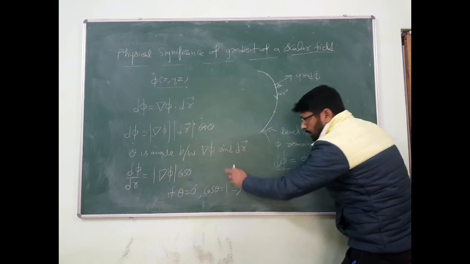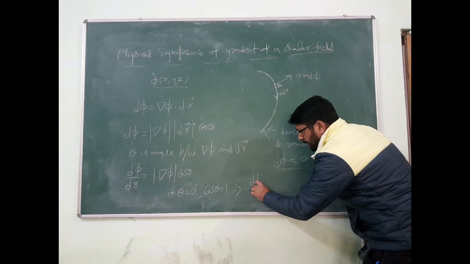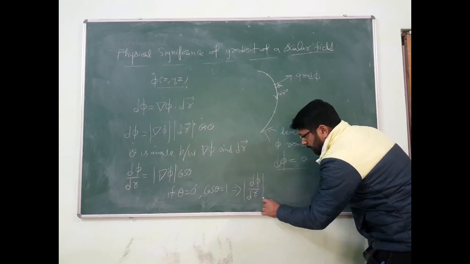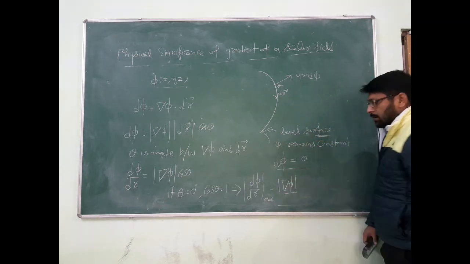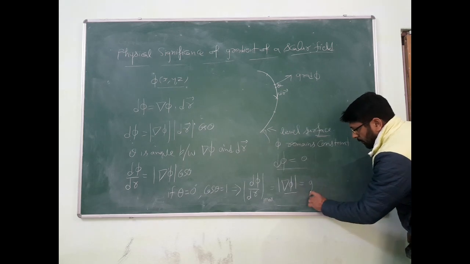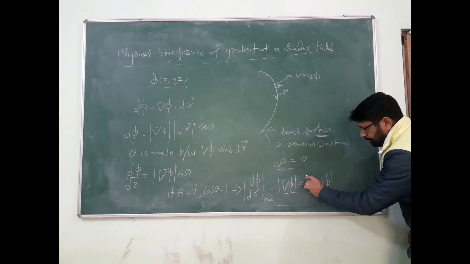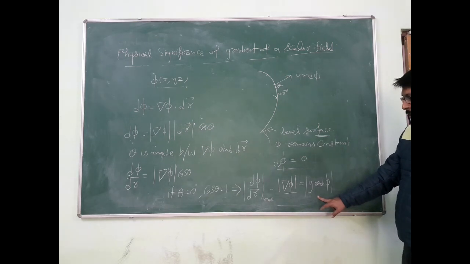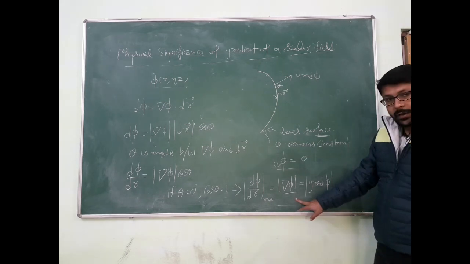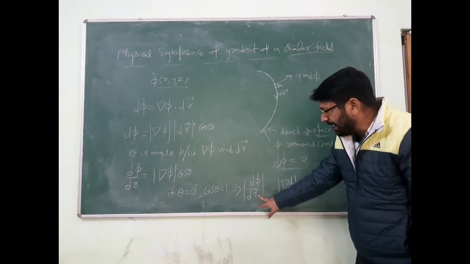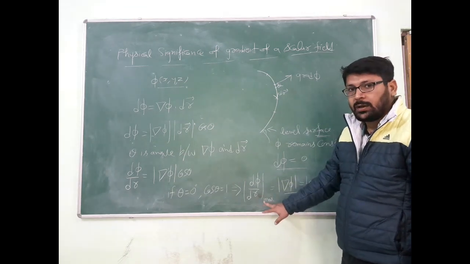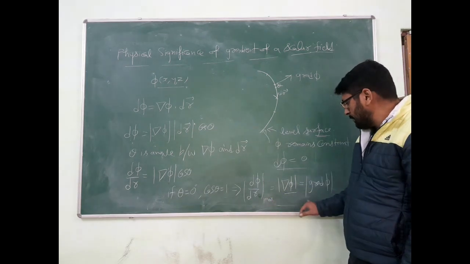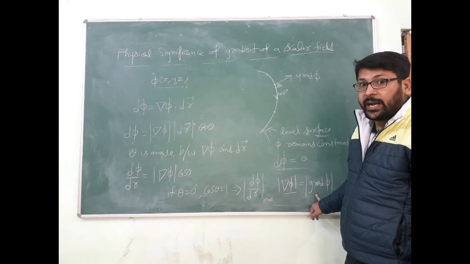Now suppose theta is 0, that means cos of theta will become 1, and that means this value d phi over dr will be maximum, and this will be our gradient of phi, or the magnitude of gradient of phi. So now we can define the magnitude of gradient of phi. It is the maximum value of the rate of change of phi with respect to r. That value will give us the magnitude of gradient of phi.